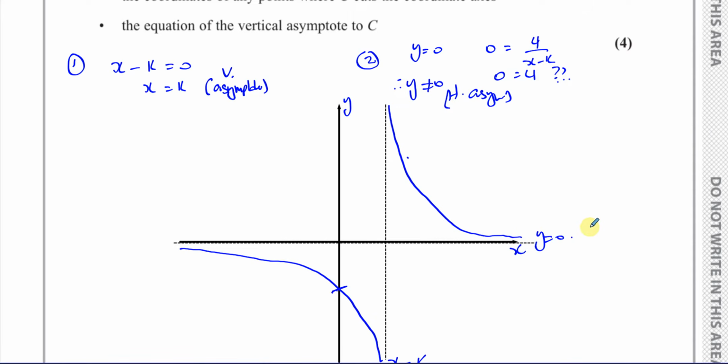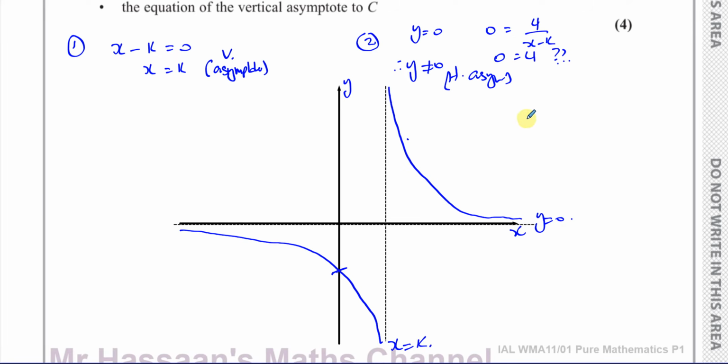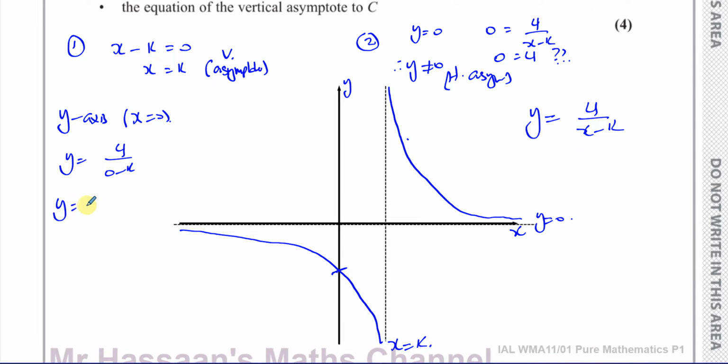How do we know when something crosses the y-axis? Well, we know the equation is y equals 4 over x minus k. So it crosses the y-axis, as with any other function, when x equals 0, because the equation of the y-axis is x equals 0. So we're going to have y equals 4 over 0 minus k, so y equals negative 4 over k. So that's the coordinates of the point: 0 and minus 4 over k.